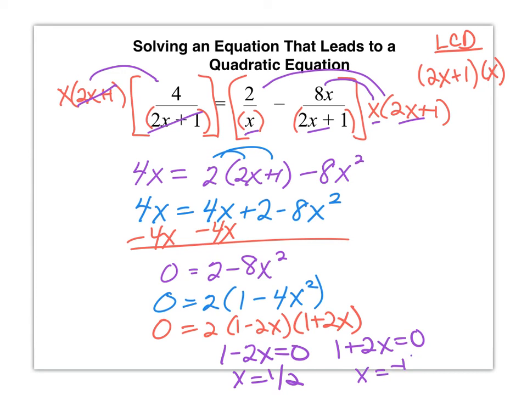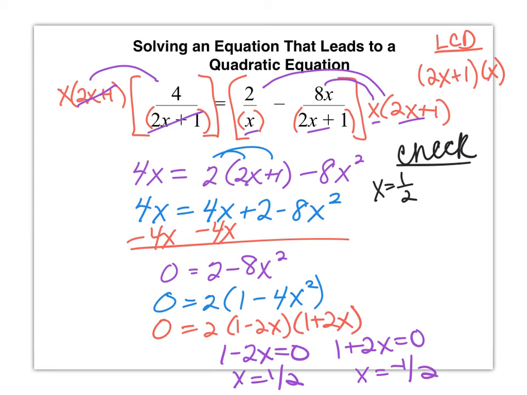x equals negative 1/2. We do want to make sure that both of these answers work in the original problem, so don't forget that check step. We're going to check in the original equation, each one separately. Let's check x equals positive 1/2.